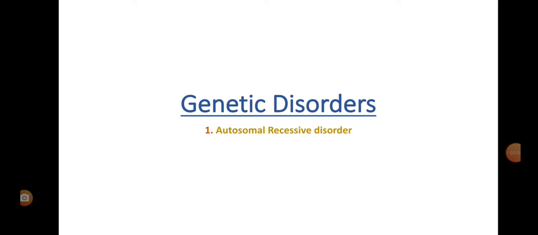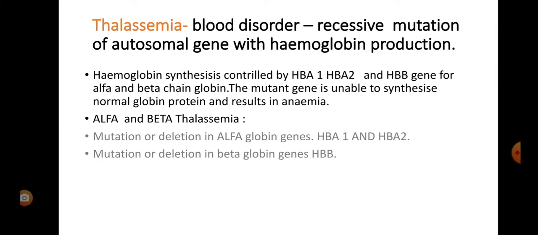So, our video today is about some genetic disorders and pedigree analysis. Genetic disorders can be of three types: autosomal recessive disorders, autosomal dominant disorders, and sex-linked disorders. So, let's see some autosomal recessive disorders.